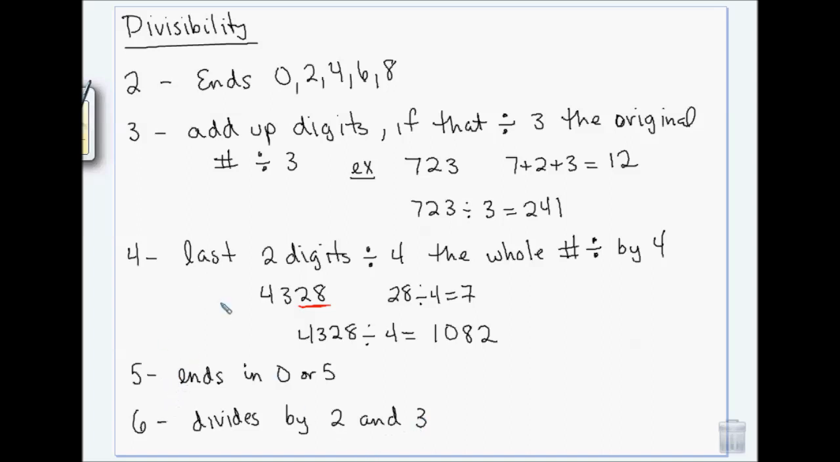For 6, if it's even, and you can add up the digits and they divide by 3, it'll divide by 6, because 6 is 2 and 3 together, so if it'll divide by both 2 and 3, it'll divide by 6. Usually though, if you're talking about factorization, you want to stick with your prime numbers. 2, 3, 5.